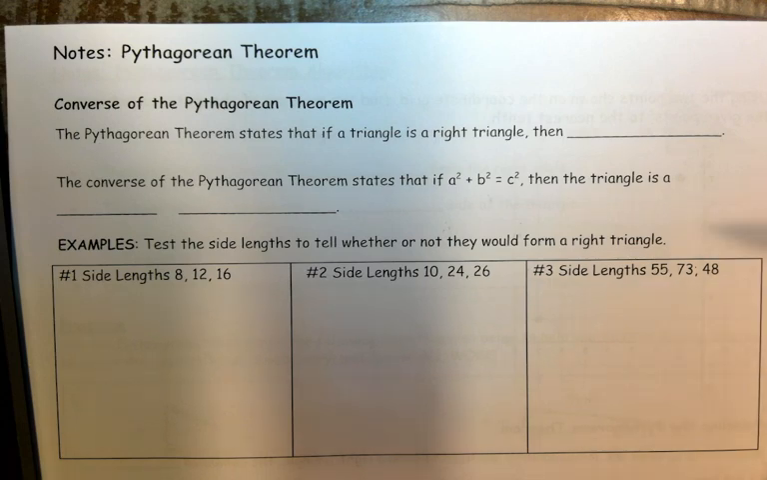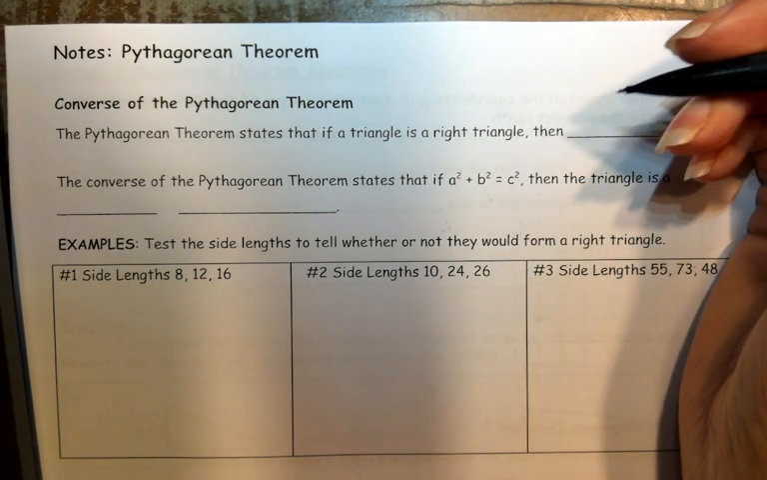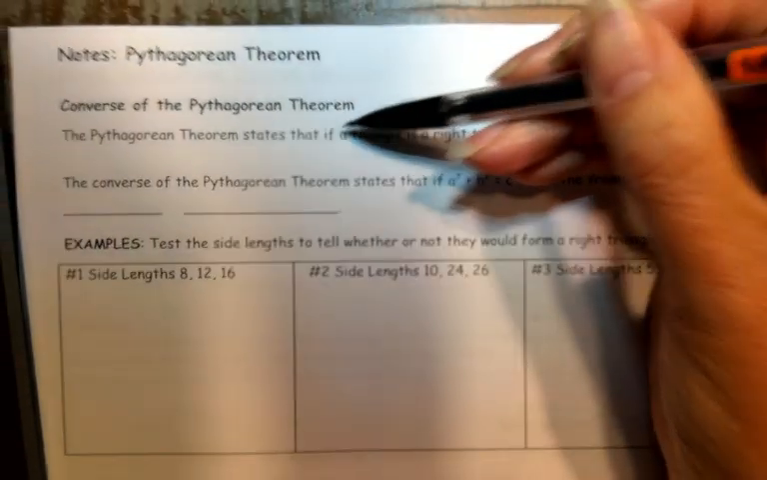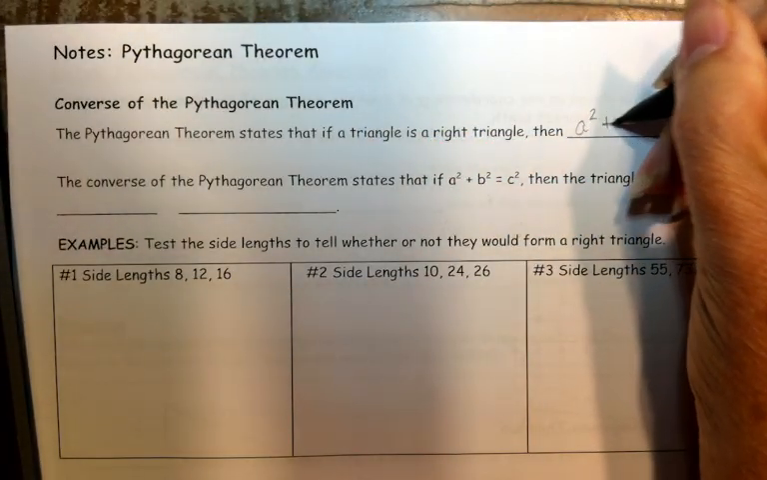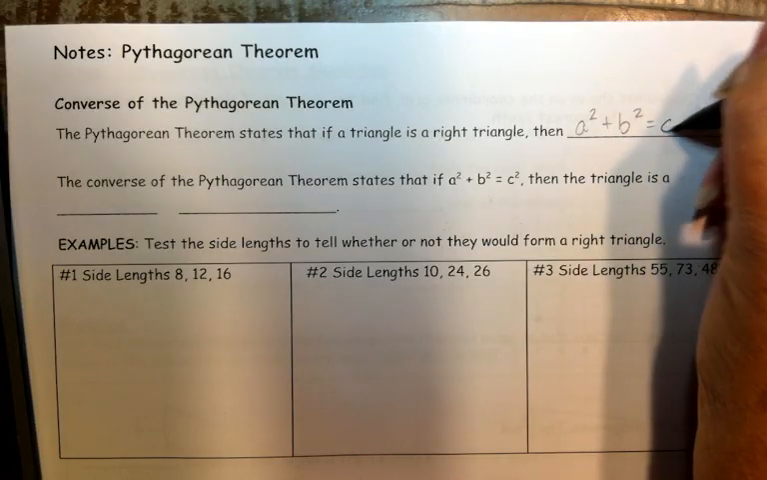All right, now we're going to go ahead and learn about the converse of the Pythagorean theorem, which basically means that we're going to prove when the Pythagorean theorem is able to work, and it works only specifically on right triangles. So it says the Pythagorean theorem states that if a triangle is a right triangle, then the formula a squared plus b squared equals c squared works.